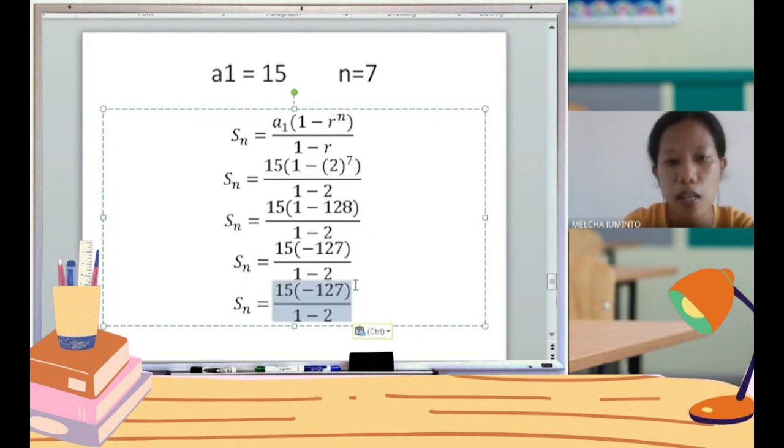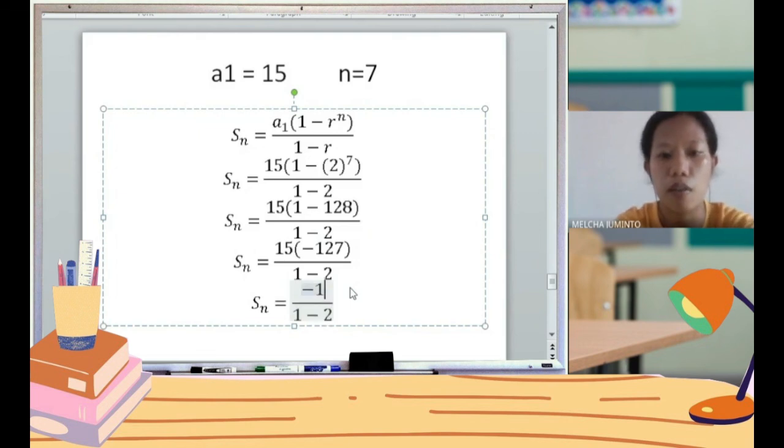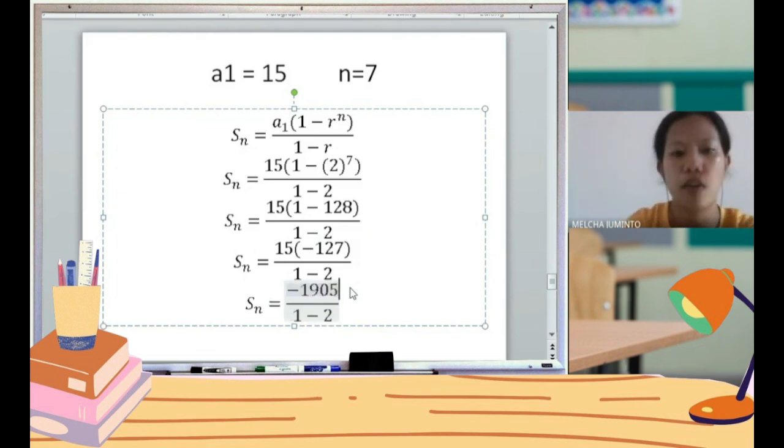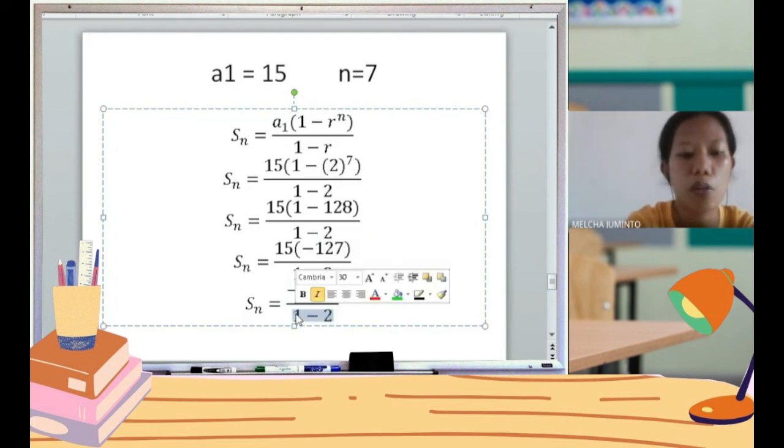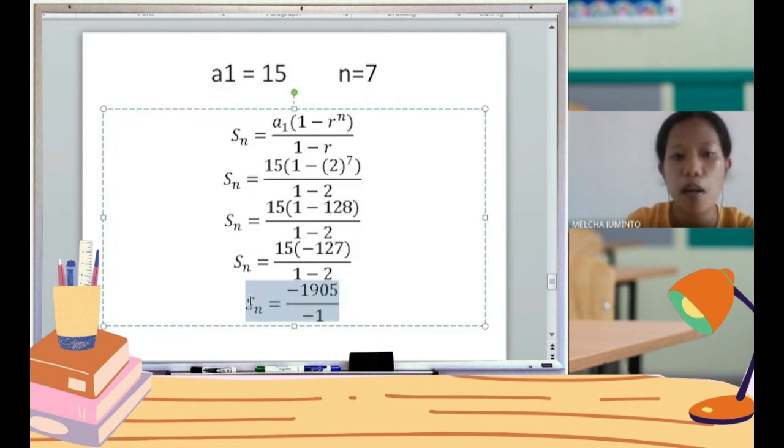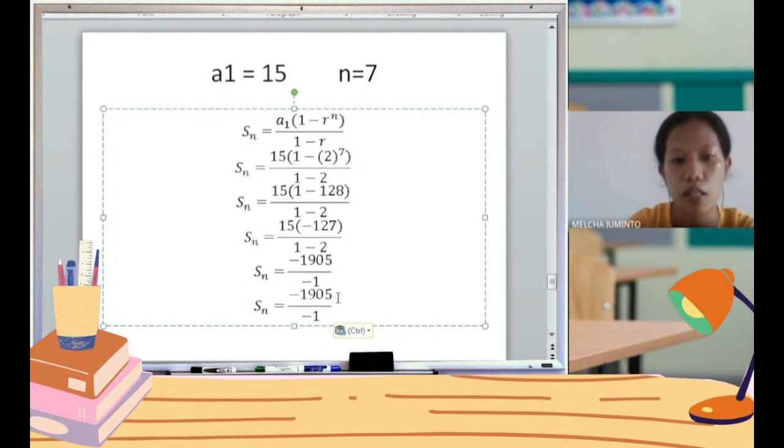15 times negative 127. So the product is obviously a negative number. Negative 1905. Well, the denominator can now also be subtracted. Also a negative number because 1 minus 2. And as you notice here, we have to divide negative by negative. And the answer is of course positive 1905.